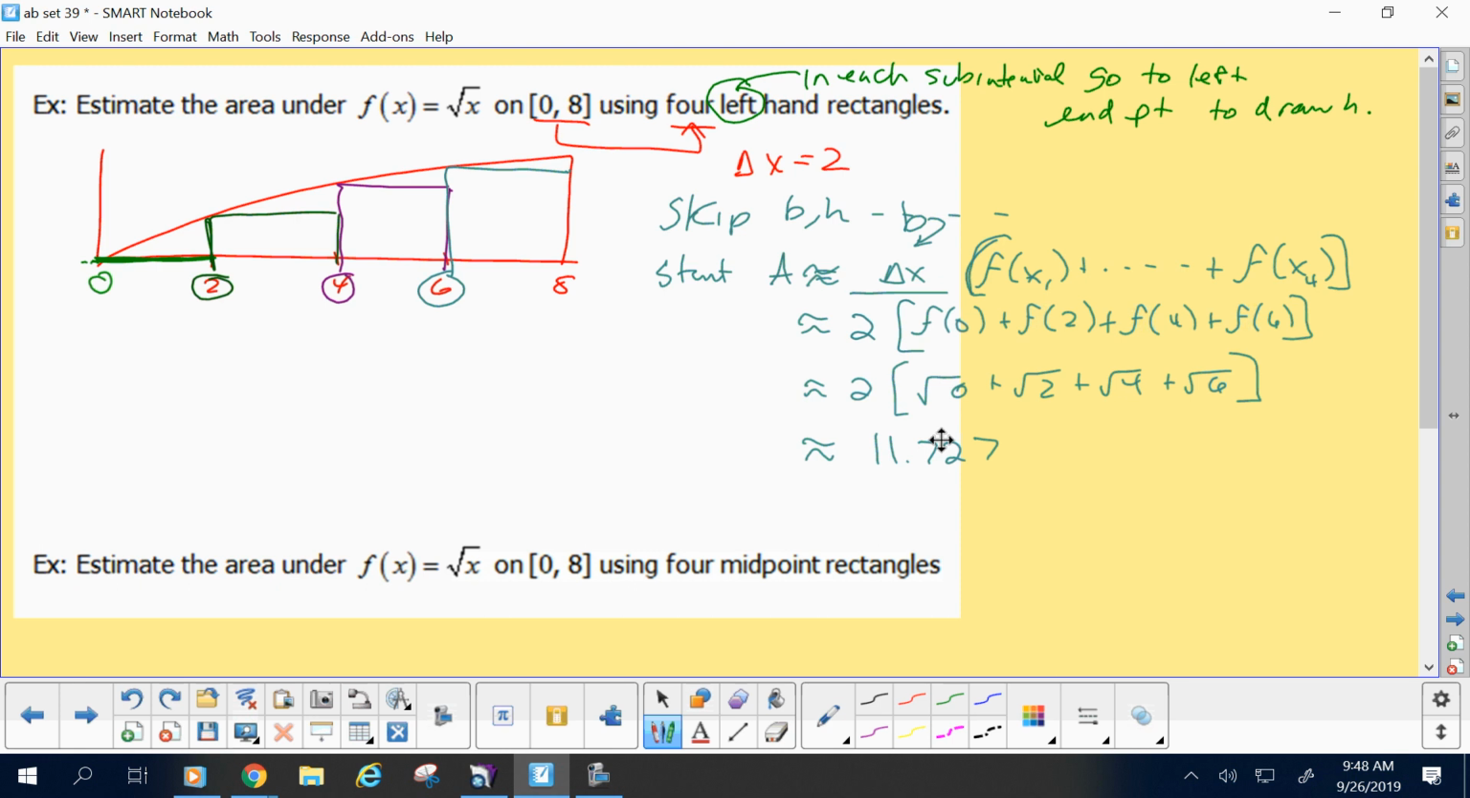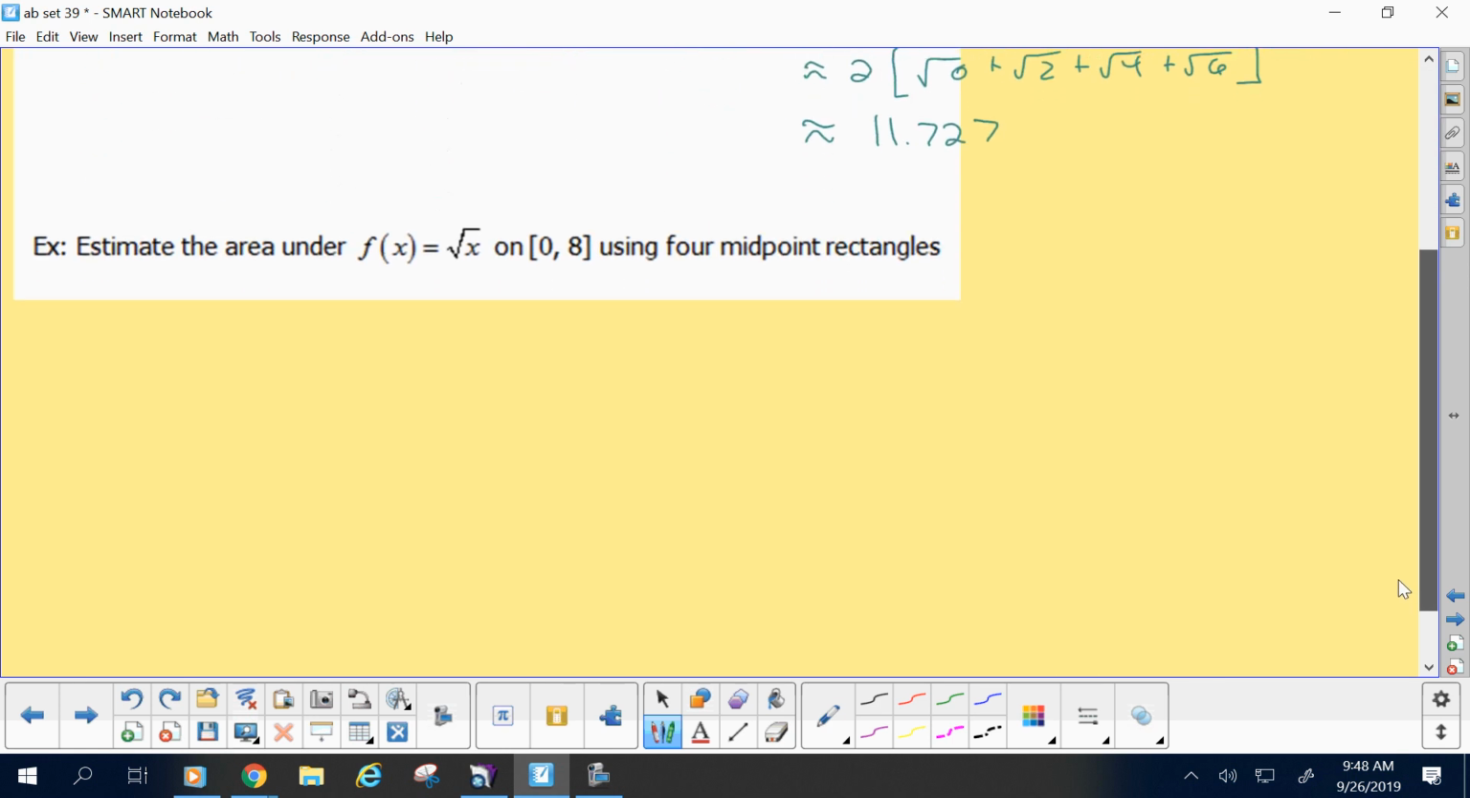You follow? All right. I told you there are at least 5 different rectangle estimation methods. Let's go to number 3, midpoint rectangles. Midpoint rectangles, again, draw the curve.